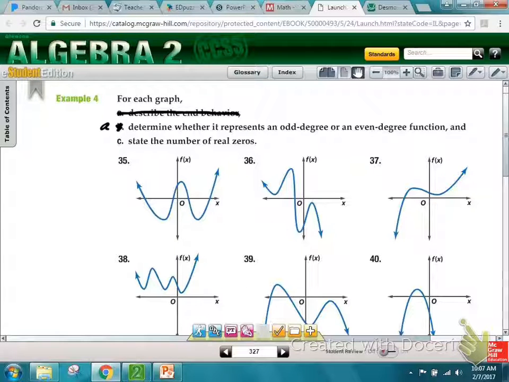Your B, I'm going to put over here on the side. Your B is to talk about the leading coefficient, whether it's positive or negative. C, state the number of real zeros. That stays. Is everybody clear on that? Everybody good?